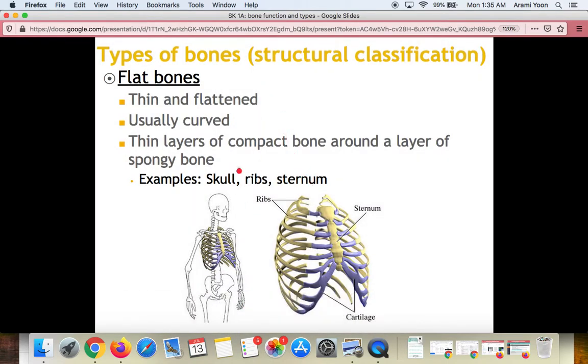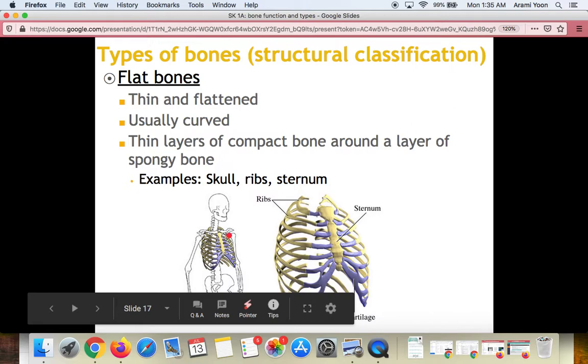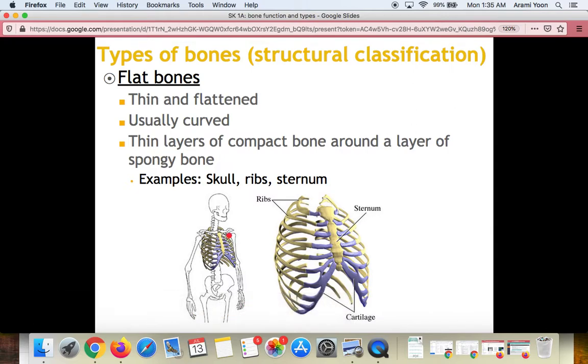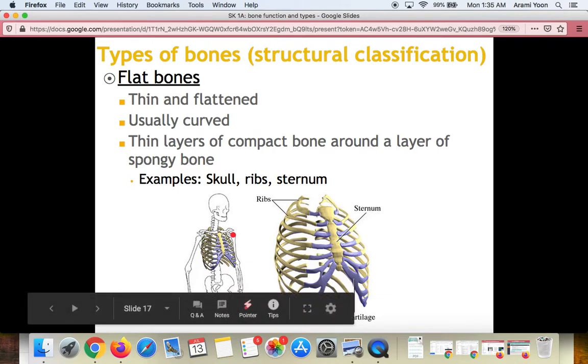We also have flat bones, and these are thin and flattened. They're usually curved, and they do have compact bone around a very thin layer of spongy bone in the middle, and they form these curved cages around the most important parts of your body. So examples would be the flat bones that make up your skull, the flat bones that make up your ribs, and then also the flat bone of your sternum. And then you'll notice that the ribs are anchored to the sternum with cartilage, which is shown here in purple.